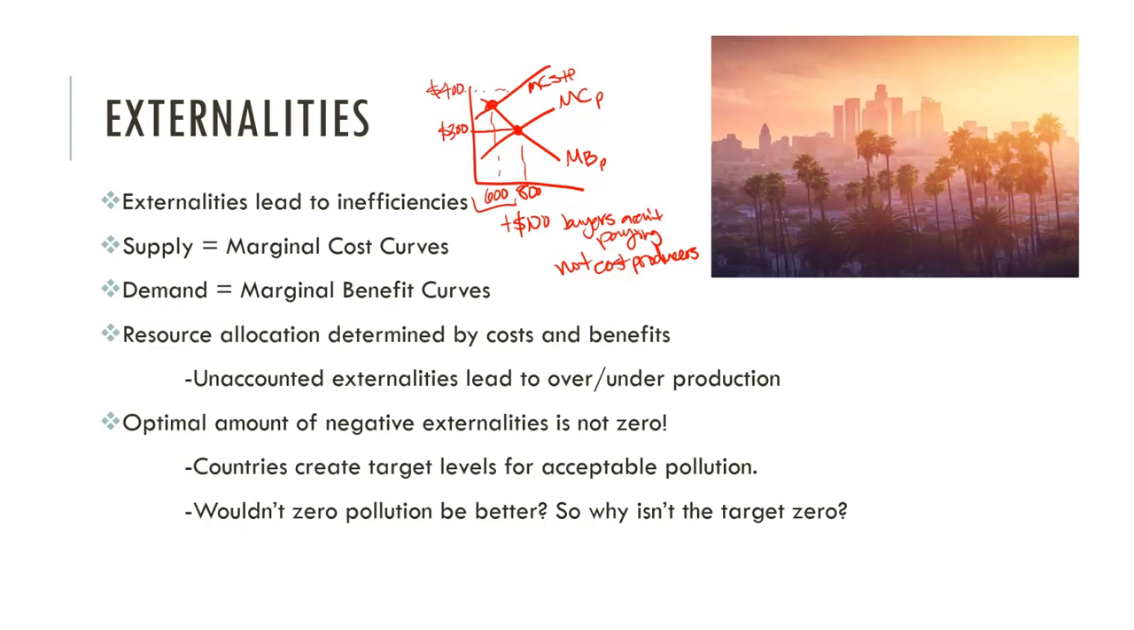So why isn't the country target 0? Why don't we say 0 air pollution, 0 carbon, 0 whatever it is? Well, the costs are going to be really high. If you remember back, I think we talked about recycling cans a few chapters ago, and the more and more cans you collect, the longer it takes per can.